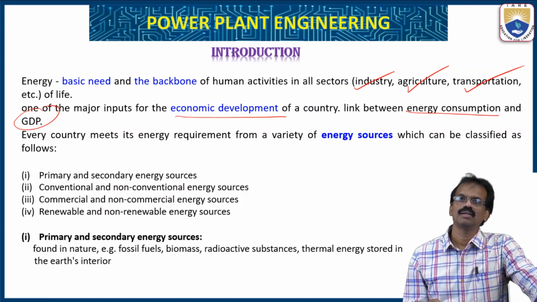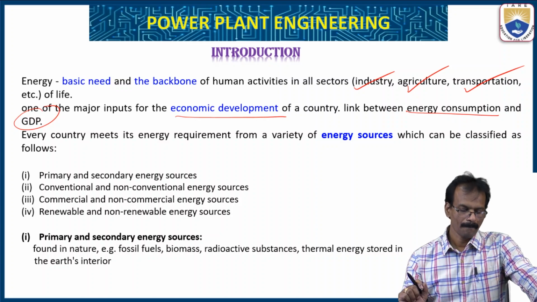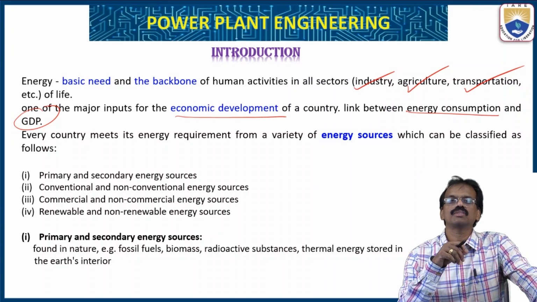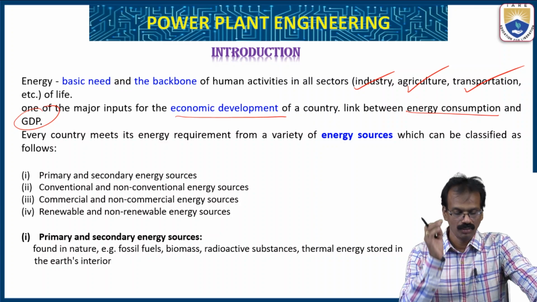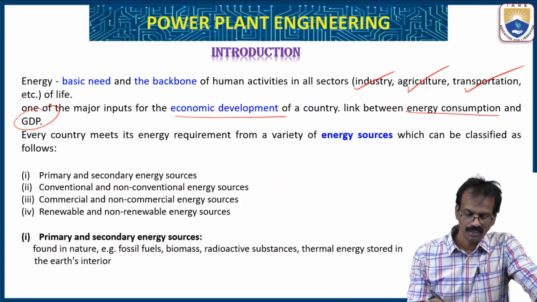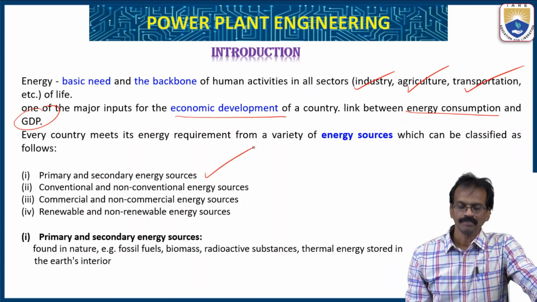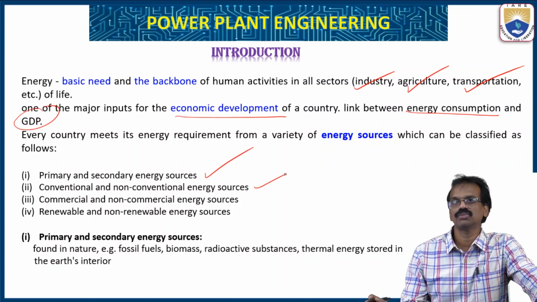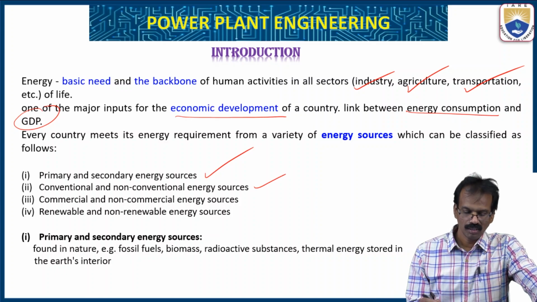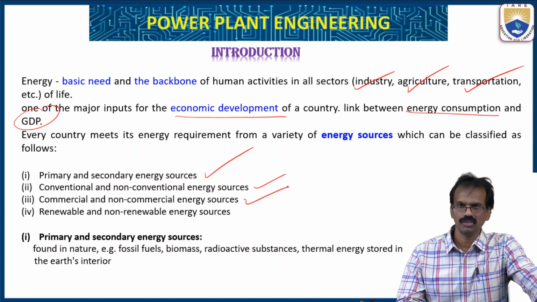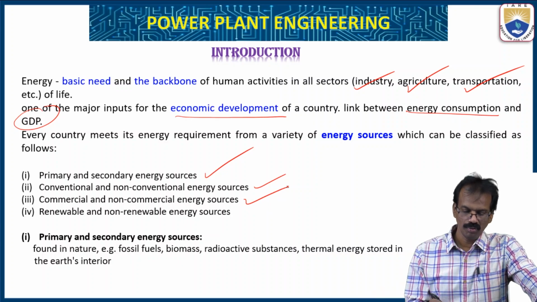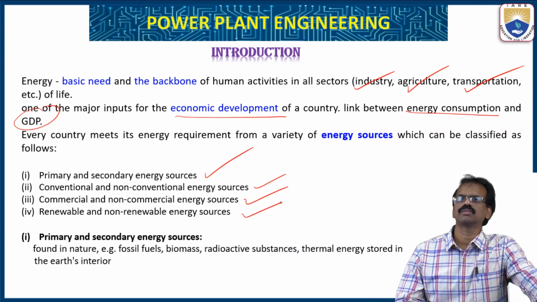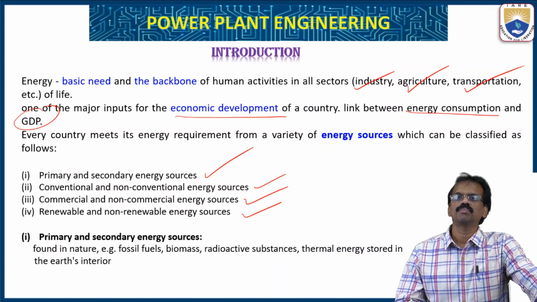There are many types of energy sources. Basically we can classify these energy sources into four types. The first is primary and secondary energy sources. The second is conventional and non-conventional energy sources. The third is commercial and non-commercial energy sources, and the fourth is renewable and non-renewable energy sources. We'll see them one by one.